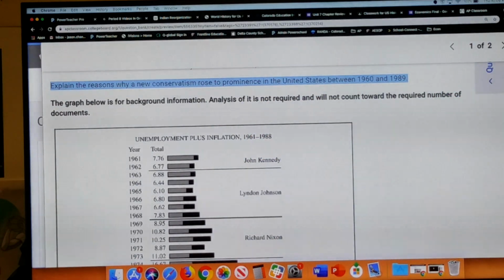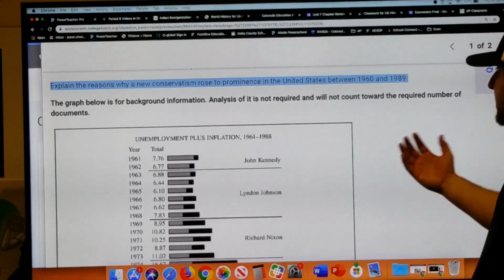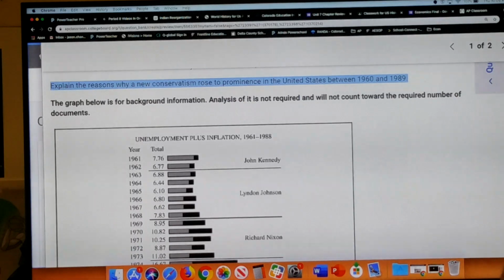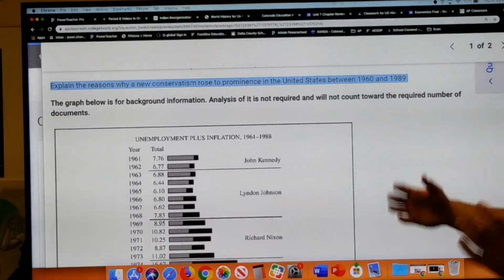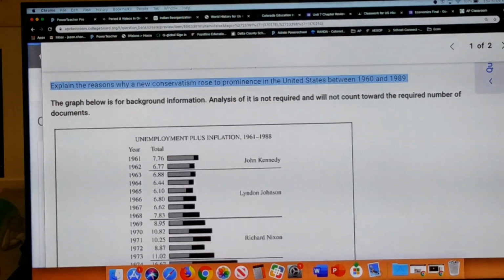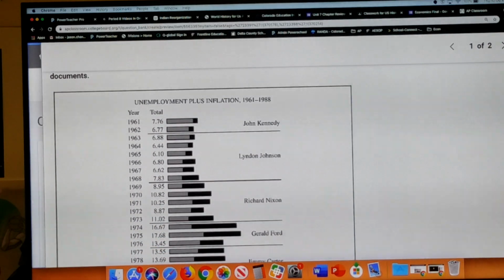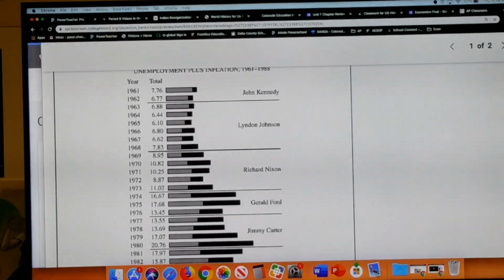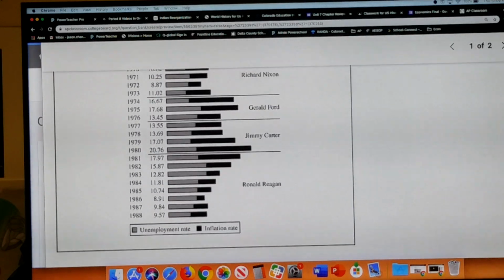So it's asking, give me 3 reasons why a new conservatism rose in the United States between 1960 and 1989. Now, before you come up with your thesis, it is good to review the documents and look for information in the documents that might help you come up with your thesis. So, the first document is a chart that talks about the unemployment rate plus the inflation rate in the United States during these presidencies.